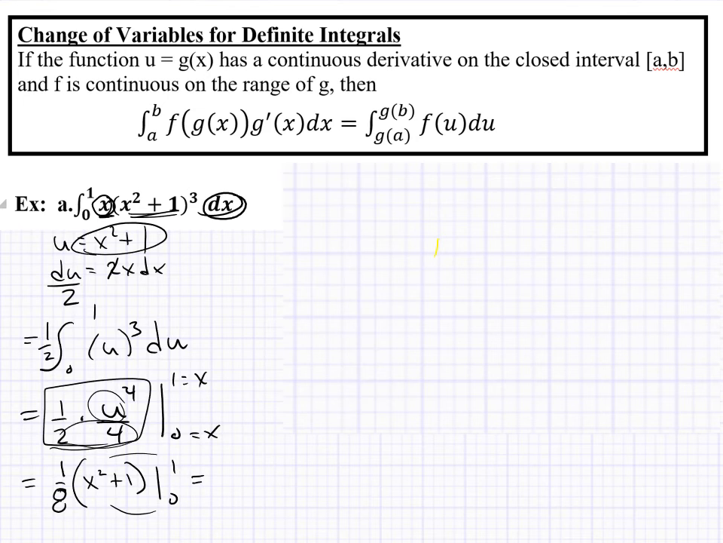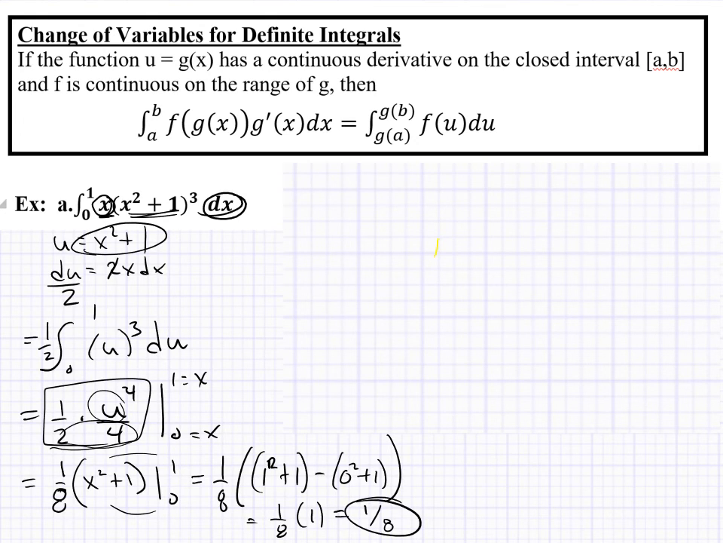So now I can plug the 1 in and the 0 in for x, and I would have 1/8 times, plug 1 in, you get 1 squared plus 1, minus plug 0 in, you get 0 squared plus 1. So ultimately what you end up with is 1/8. This will be 2 minus 1, which would be 1, so 1/8 is the answer. All right. No big deal. Like I said, I think that's the way most people will go. Resubstitute your x back in and then plug these definite values in.